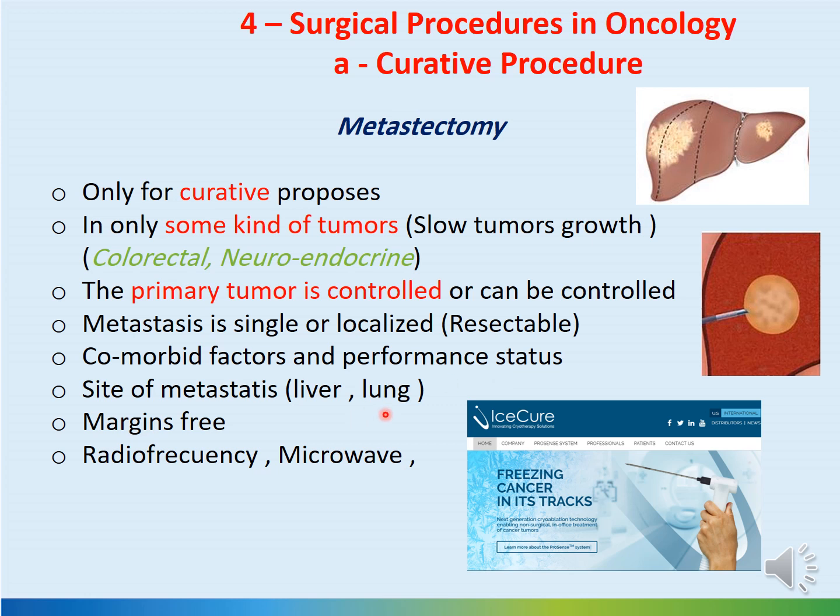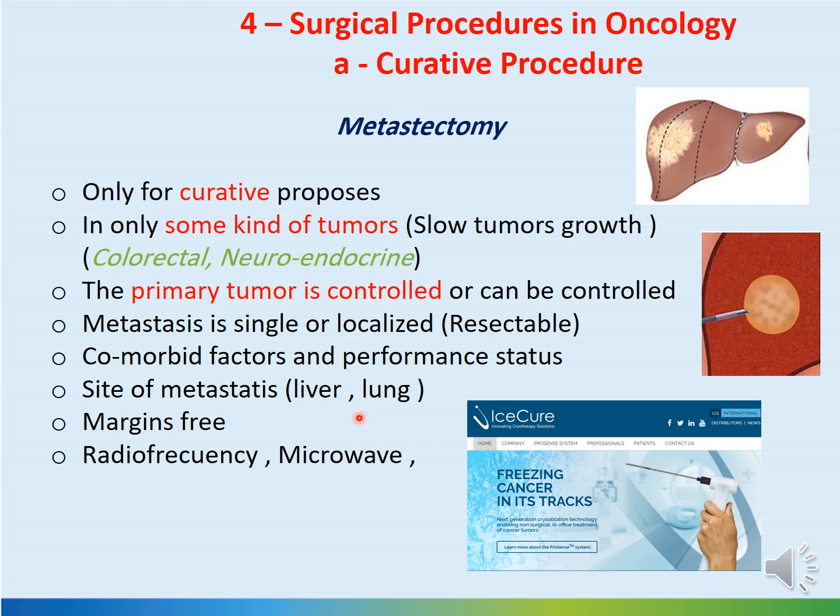Also, we know that in some types of metastasis we can remove them, but we have a lot of types we cannot remove. For example, liver, lung, and brain metastasis, and sometimes bone metastasis, we can remove. But sometimes if the metastasis is very bulky, very big, and adhered to the major vessels, we will not be able to remove it.